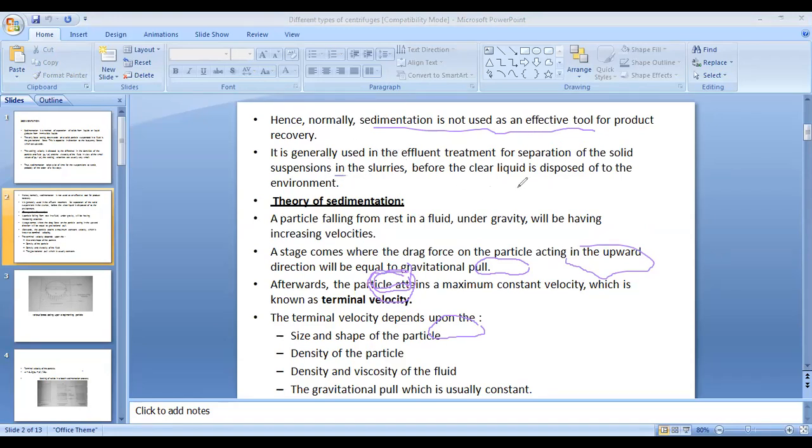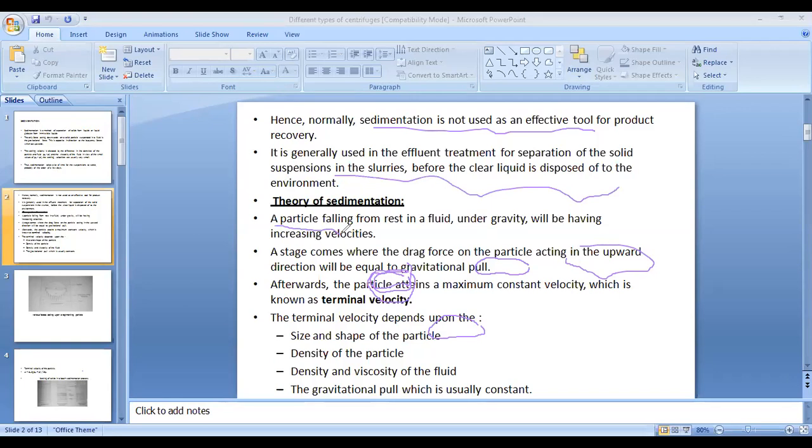So this point indicates why sedimentation is not important during downstream, but is useful only at the time of effluent treatment. Before releasing the effluent into the environment, you need to separate the suspended solids by using sedimentation. Now the theory of the sedimentation.